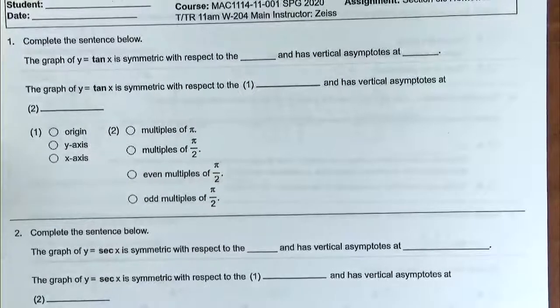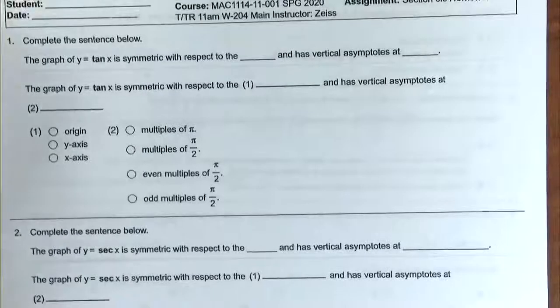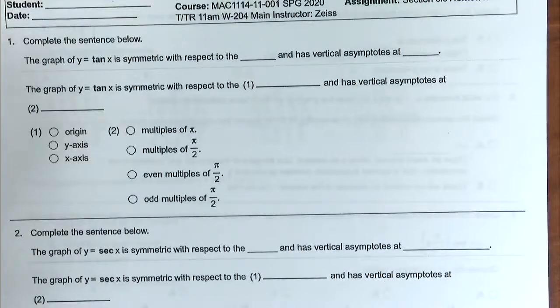Okay, so let's see. All right, look at the tan graph, and we're going to answer these questions on the tan graph. Go find the tan graph. It's on the bottom of the first page. All right, so do you see that tan is symmetric with respect to, all right, now let me give you something.